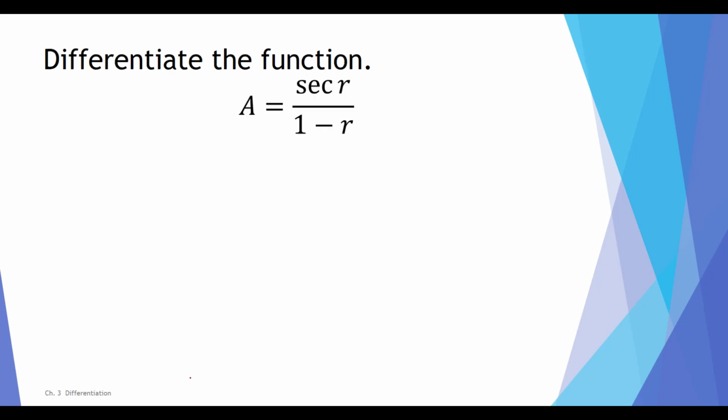In this problem, we want to differentiate the function A equals secant of r divided by 1 minus r. Because my function is named A and my independent variable is r, we will call the derivative dA/dr. I also see that I have a fraction, secant r divided by 1 minus r. This tells me that I will need to use the quotient rule for derivatives.